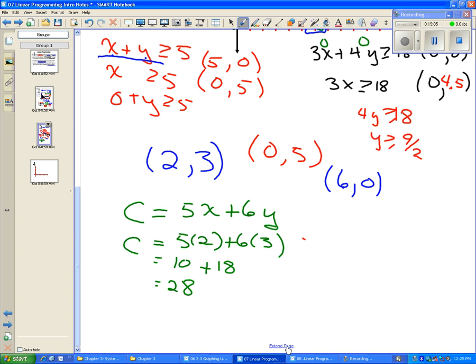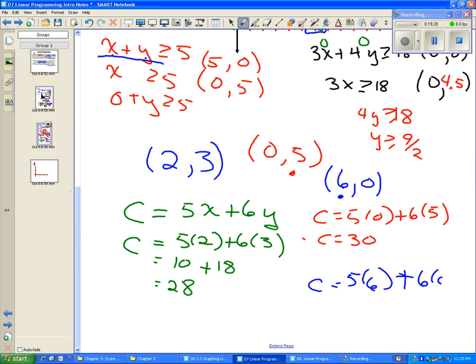I am doing the point in red. So c is equal to 5 times 0 plus 6 times 5. So c is equal to 30. And last is the point in blue. C is equal to 5 times 6 plus 6 times 0, which again, c is equal to 30.